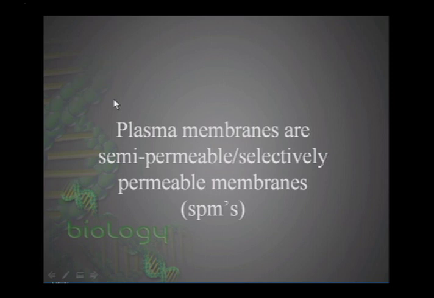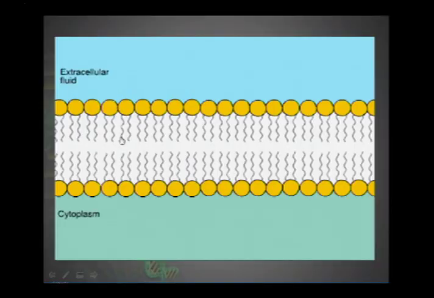Now, plasma membranes are described as being semi-permeable or selectively permeable, and I'll be abbreviating that as SPM. And so what that means is that some things can pass through, but some things cannot pass through. So, again, we have our double layer of phospholipids, a biphospholipid layer, hydrophilic heads, hydrophobic tails. And again, between the two, it's a fairly effective barrier, particularly these hydrophobic tails.